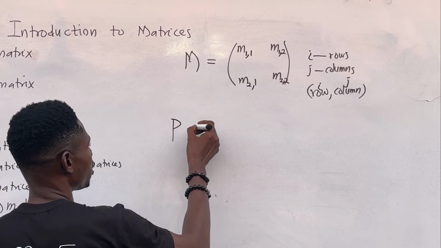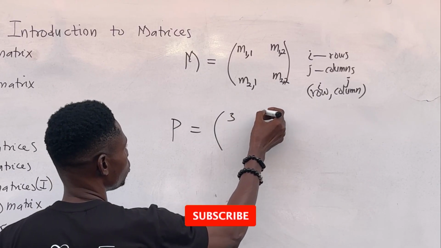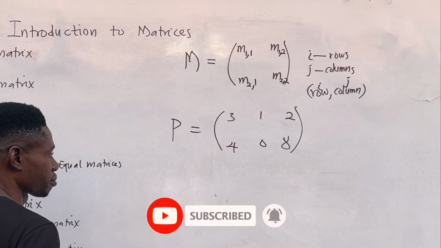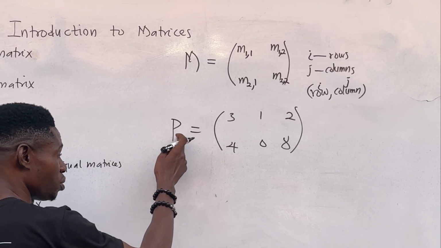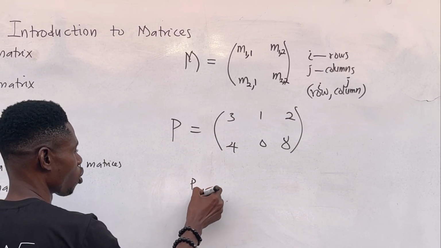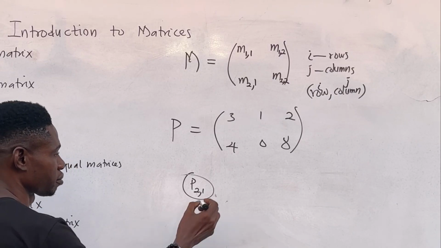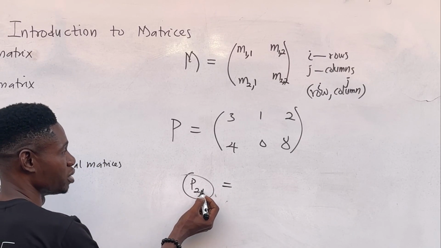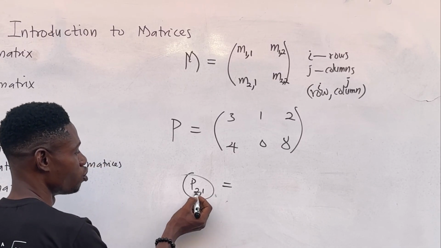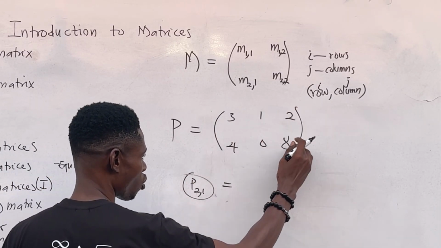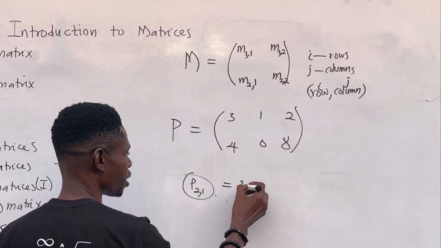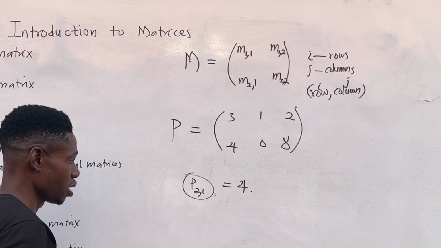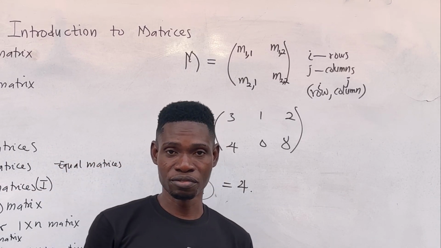So let's say you are given P as 3, 1, 2, 4, 0, 8. And I ask you, since this is P, what is P2,1? This 2 represents row and 1 represents column. So second row, first column. The answer is 4. I hope this is clear enough.